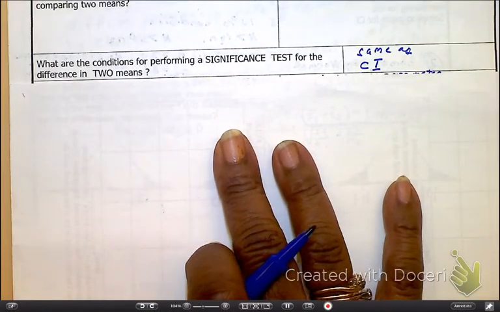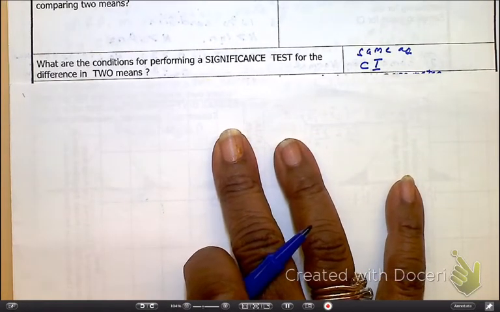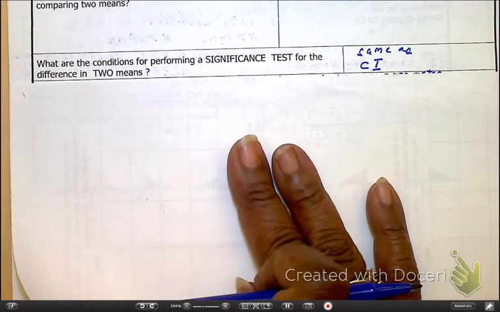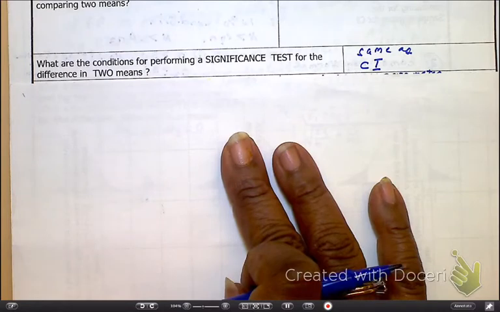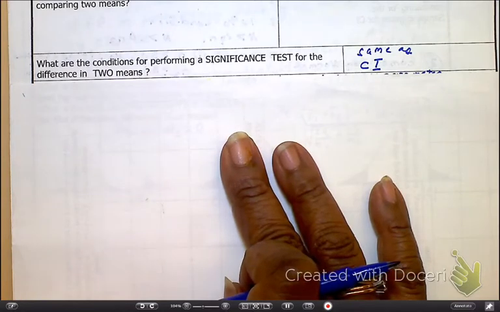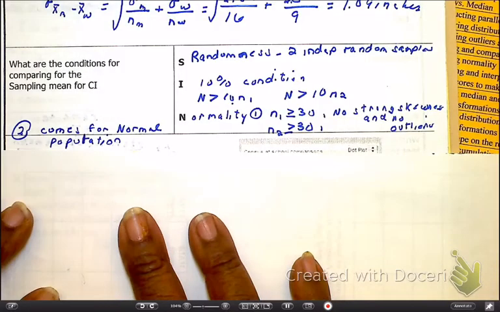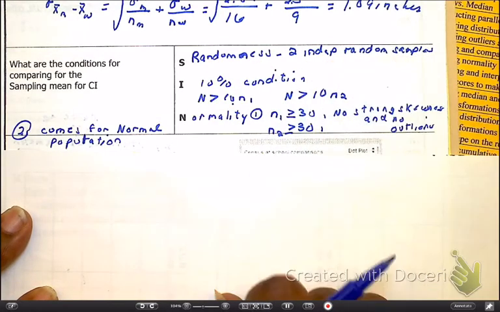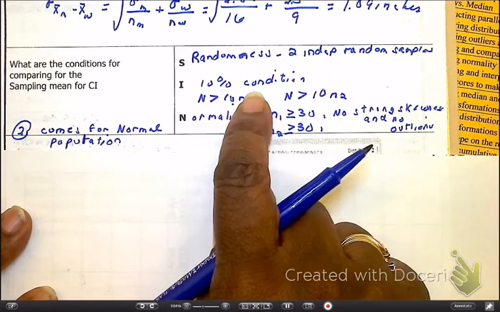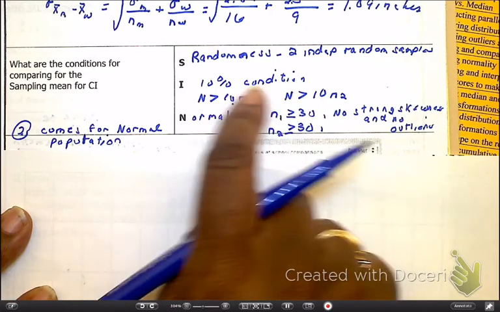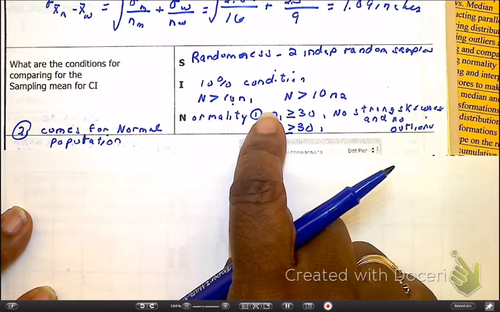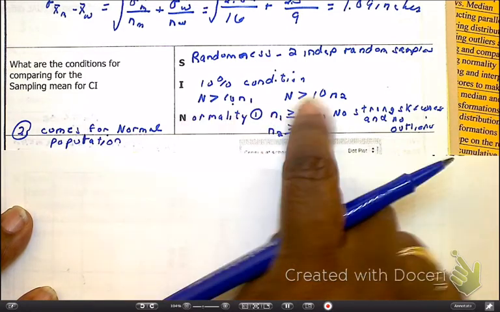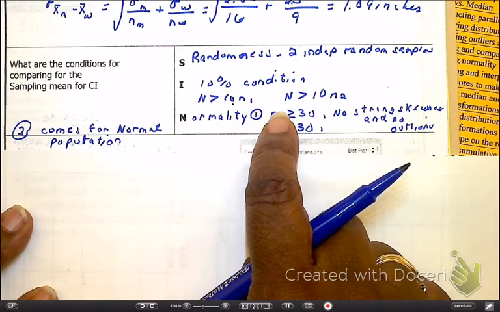Well, the reality is it is the same as our confidence interval, which means now we need to go back to page 9 and let's see what they are. Okay, so here we know we have to have randomness, 2 independent random samples. We know we have to have the 10% condition. It has not changed. I wrote it down slightly different. Don't be alarmed. Actually, no, I did write it down like we normally write it down.